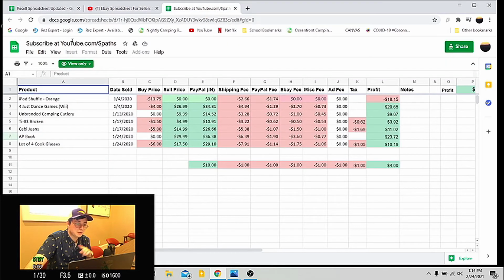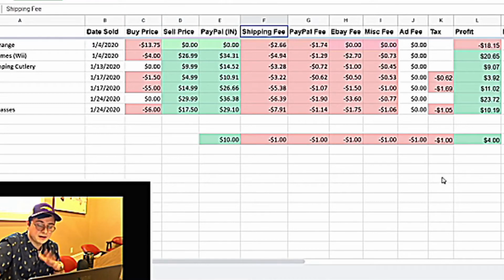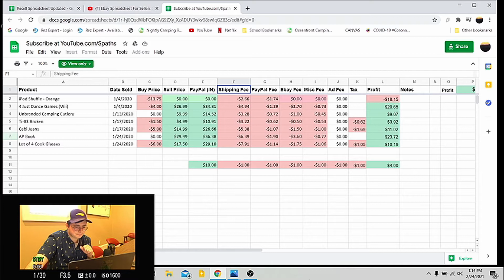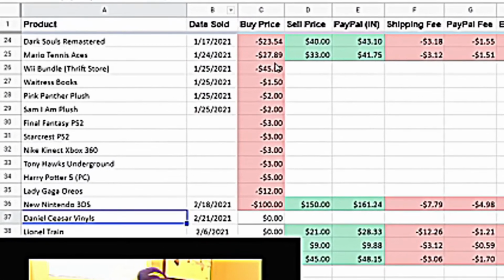But essentially, when you get started, it'll first look like this. And obviously it says subscribe to youtube.com/spath. And we've got all these data cells. We've got the date sold, the buy price, sell price, PayPal in, shipping fee, etc. And I'm going to walk you through what all of those mean. To get started, this is what mine looks like. And today we're going to enter in the data for these Daniel Caesar vinyls that I sold.